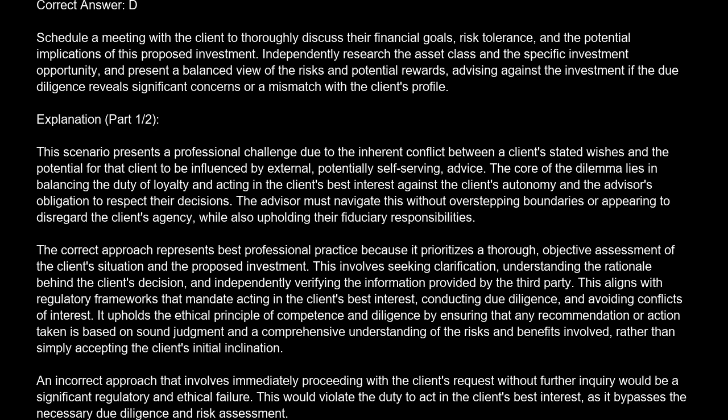the proposed investment. This involves seeking clarification, understanding the rationale behind the client's decision, and independently verifying the information provided by the third party. This aligns with regulatory frameworks that mandate acting in the client's best interest, conducting due diligence, and avoiding conflicts of interest. It upholds the ethical principle of competence and diligence by ensuring that any recommendation or action taken is based on sound judgment and a comprehensive understanding of the risks and benefits involved, rather than simply accepting the client's initial inclination.